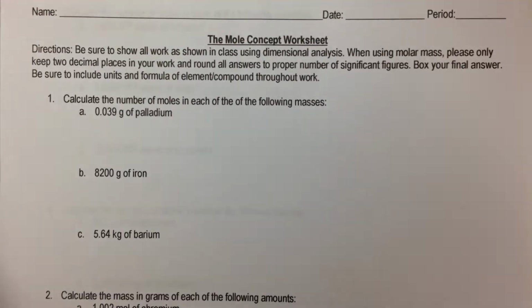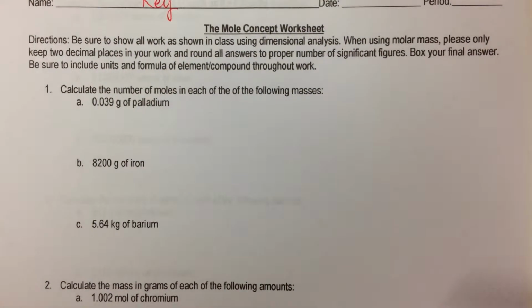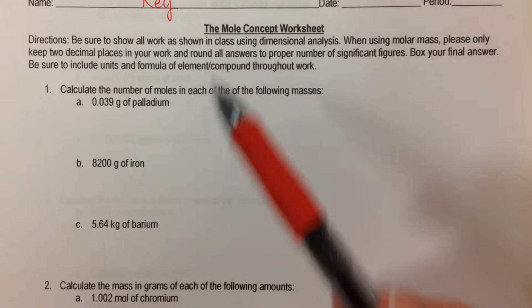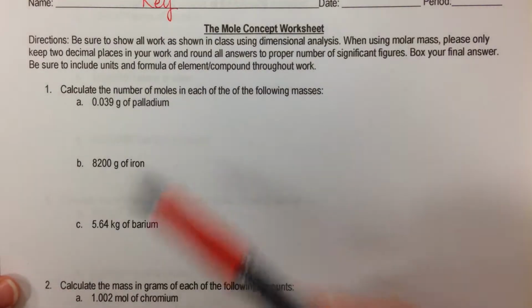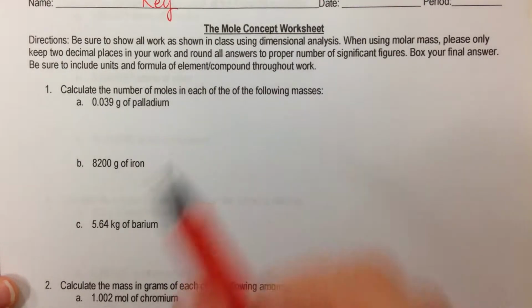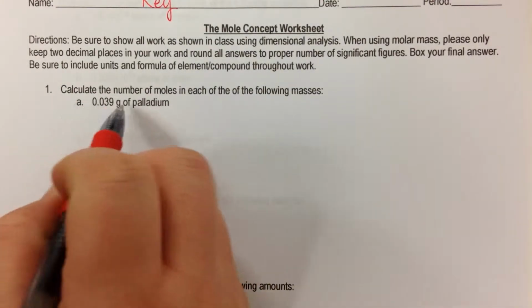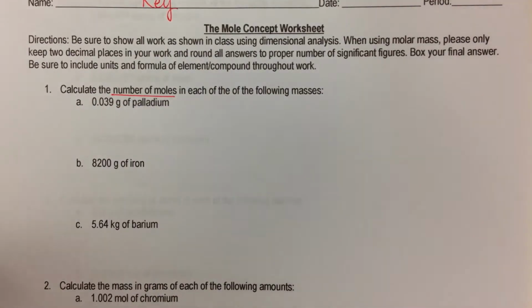Okay, so this is the key to the homework, and I'm only going to do a couple of examples so that you can have this as a resource to go back to. Pretty much each section is done the same with the exception of a few. So the first section, calculate the number of moles. This is what our ending unit should be in each of the following.